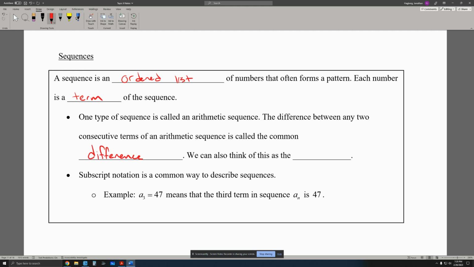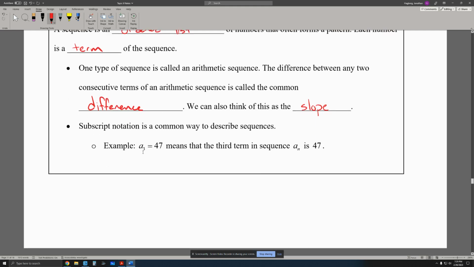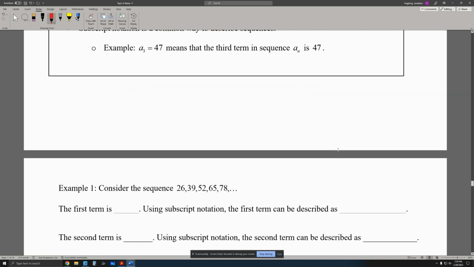We can also think of this as like the slope. So when we look at a linear function that has a slope, a constant rate of change, we see that between any two successive x values, the rate of change, the difference between the y values, is the same for any two subsequent x values. We also use subscript notation when we're talking about sequences. So for example, a sub 3 equals 47 means that the third term in that sequence, a sub n, is equal to 47. Okay, so the third term in some sequence a sub n is 47.